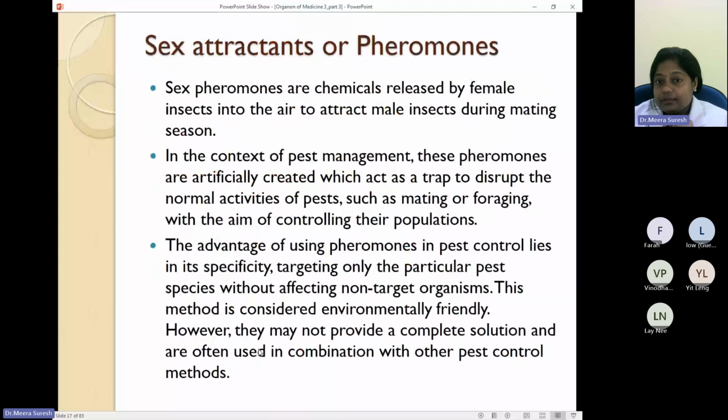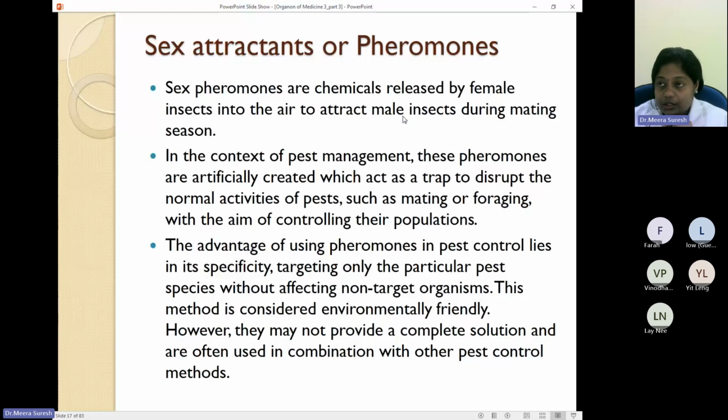Then the last one is the pheromones or sex attractants. Now, from your school level knowledge, you will be knowing the pheromones are actually certain fragrance chemicals that are produced in the insect's body, so that during the mating they can attract the males. It's actually produced in females. So during mating, it will be attracting the male insects. That is what is happening in the natural manner.